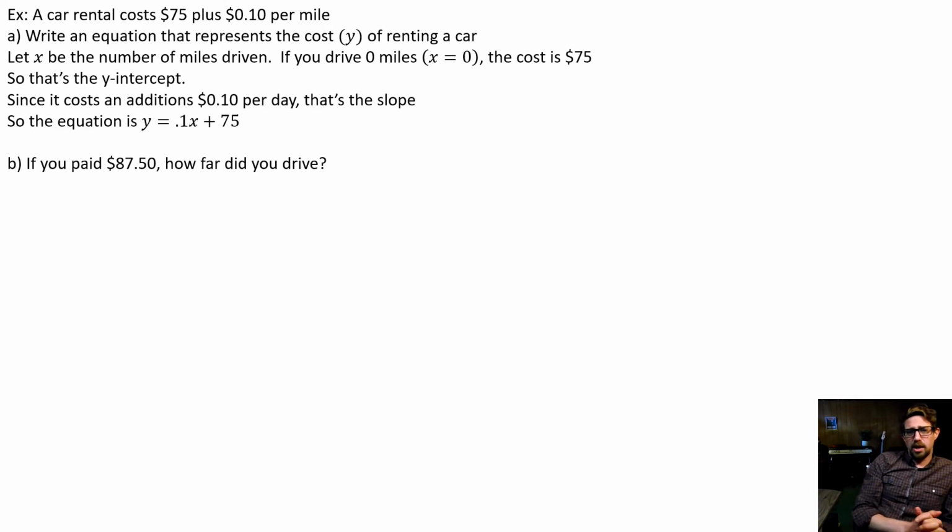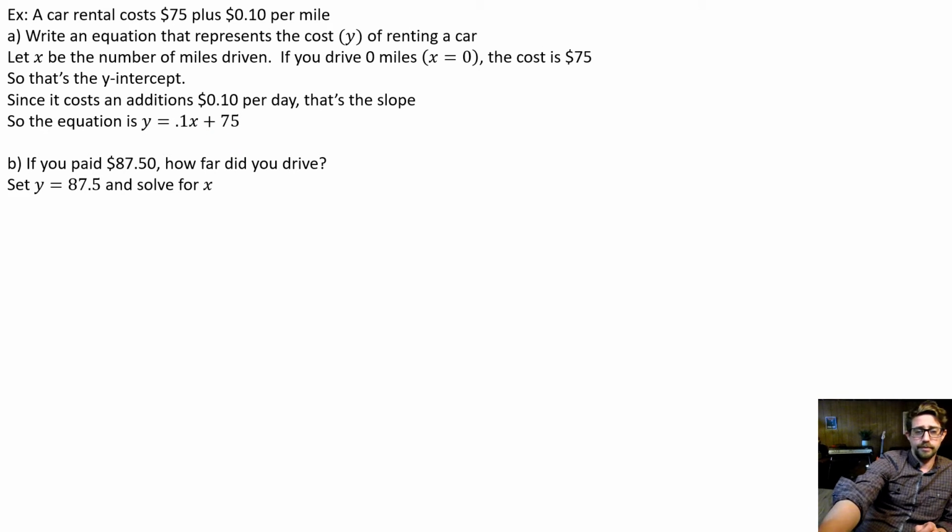If you rented a car and you paid $87.50, how many miles was that? How far did you drive? So remember, x is the miles, y is the cost. So that's going to go in for y. So you're going to do $87.50 equals 0.1x plus 75, and you're going to find the miles, which is x. Like that. You see it?